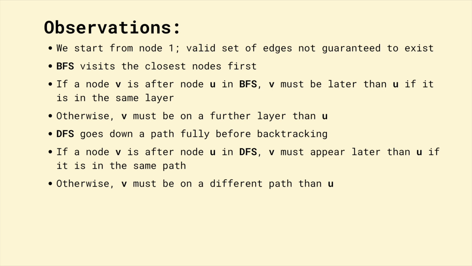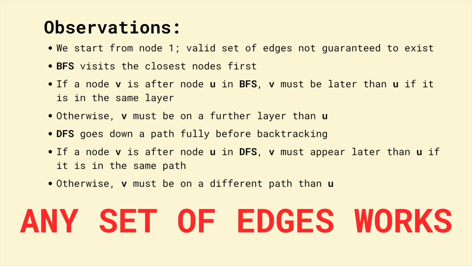Now there is a critical detail the problem intentionally omits to avoid making it too simple. Any valid set of edges works. Thus, we really only need to pay attention to these two details. For BFS, we care about appearing later in the same layer. For DFS, we care about appearing later in the same path. Let's take a look at the BFS property first.